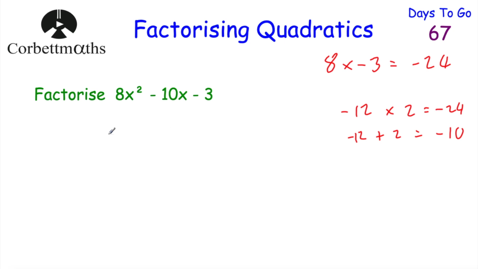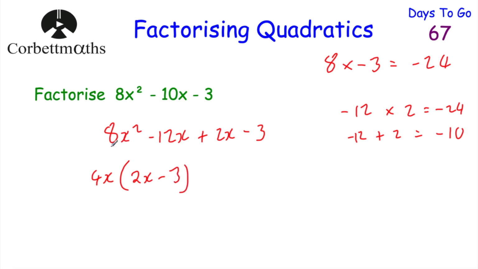Now we can split the middle, so we'll write our 8x squared minus 12x plus 2x minus 3. Let's factorize the first two and factorize the second two. Factorizing the first two, 8x squared minus 12x, I'm thinking 4x, so 4x bracket, and then we would have 2x minus 3, close brackets.